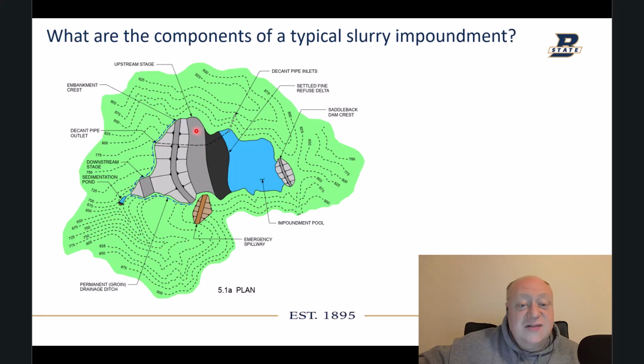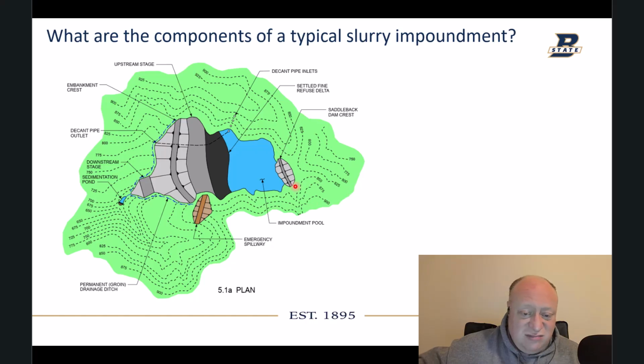And then what if this is coal slurry? What you typically have is this settled fine refuse delta, they call it. Near the dam, you're pumping in coal slurry and water right here at the crest. What you get is this area where the coal fines have settled out and they're basically dewatered. And as you go further this way, you get more and more water, till back in here the water is actually clear water.